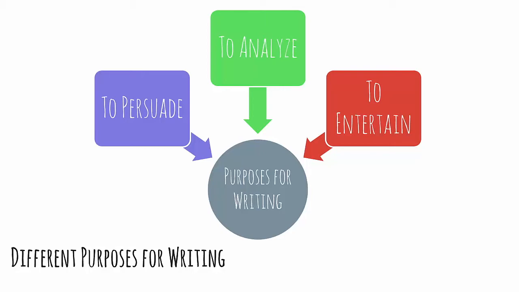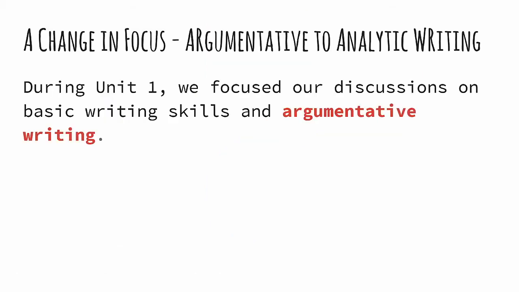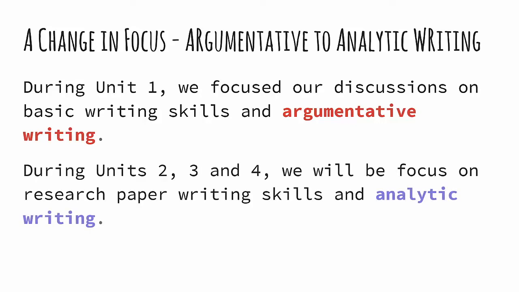There are as many different purposes for writing as there are ways to describe those purposes. So it's really important to have a clear idea of the purpose that you want to achieve when you write something. While we're going to continue discussing the same skills that we introduced in Unit 1, we're going to change our focus from argumentative writing to analytic writing. To put it simply, you're going to be asked to use the same skills we discussed in Unit 1 to write for a different purpose.